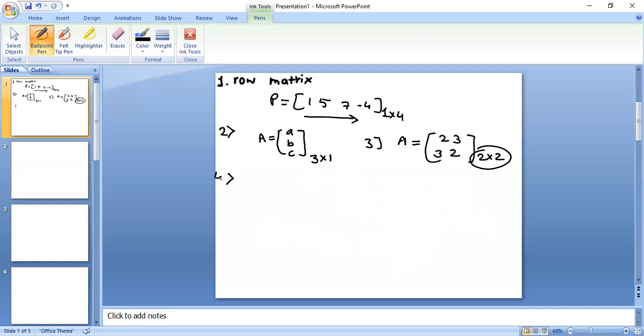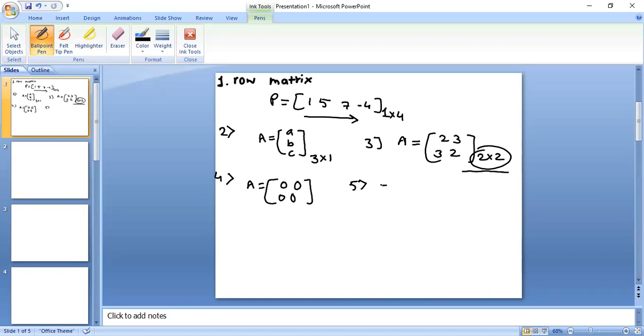Then the zero or null matrix. If every element in a matrix is equal to 0, then this matrix is called a zero or null matrix. Then the unit or identity matrix. What is a square matrix? The number of rows and number of columns are equal, in which all the diagonal elements are equal to 1 and all non-diagonal elements are equal to 0.